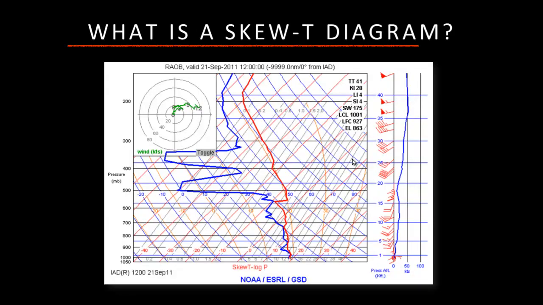So here's the SKEW-T diagram. We've put all the lines on, and we certainly have the temperature in red and the dew point temperature in blue, and then we have the winds here on the right. So this is a full SKEW-T diagram, which happens to be a radiosonde observation out of Dulles, Virginia.